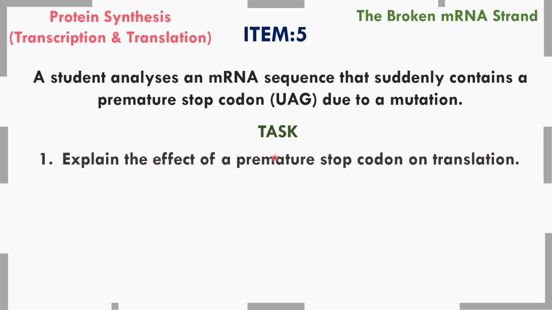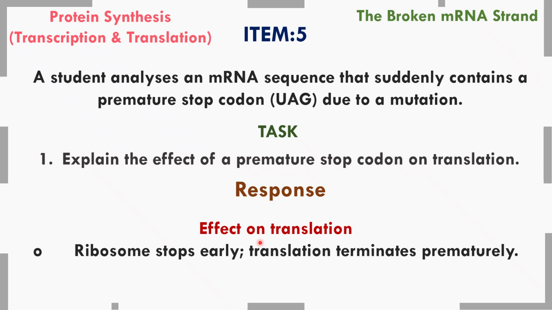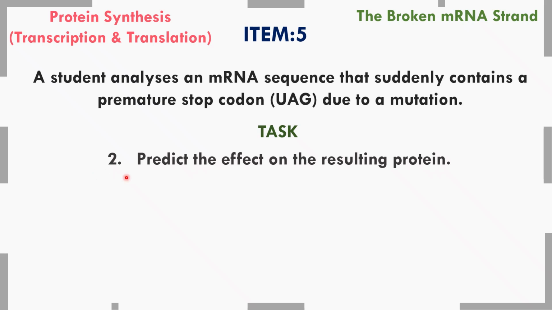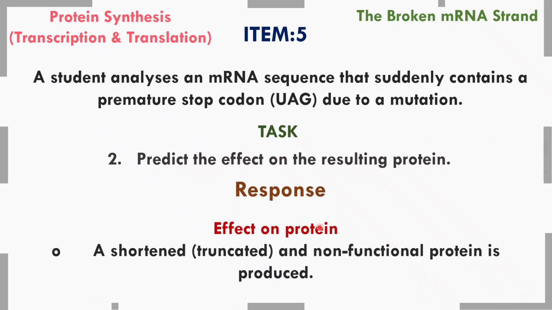Let's start with explaining the effect of a premature stop codon on translation. Effect on translation: ribosomes stop early, and translation terminates prematurely. Predict the effect on the resulting protein. Effect on the protein: a shortened, truncated, and non-functional protein is produced.